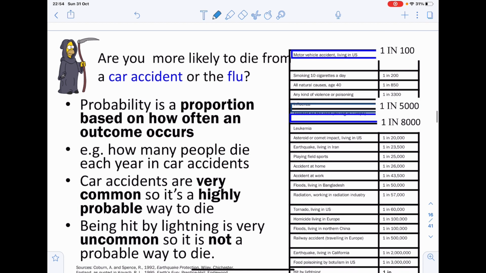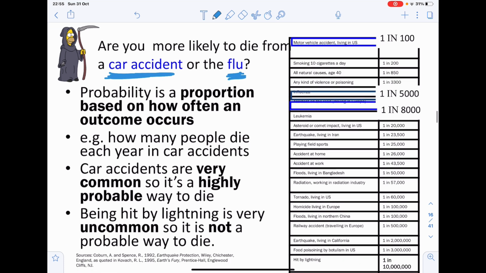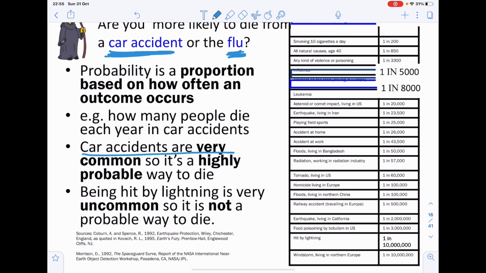Let's see here. Are you more likely to die from a car accident or the flu? Is it probable that a person dies from a car accident or from the flu? You will use your knowledge to predict what is the correct answer. Is it car accident or flu? Since you know that deaths from car accidents are more than from the flu, you will say no, car accidents are very common, so it is a highly probable way to die, while the other one is uncommon, so it is not a probable way to die.